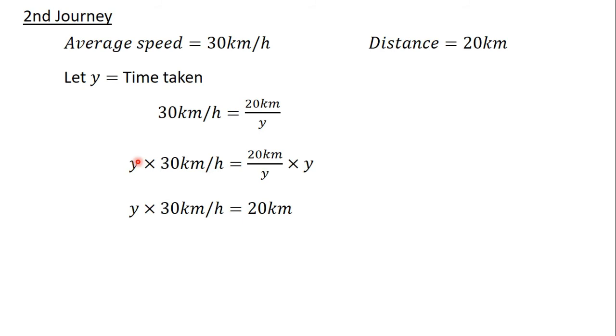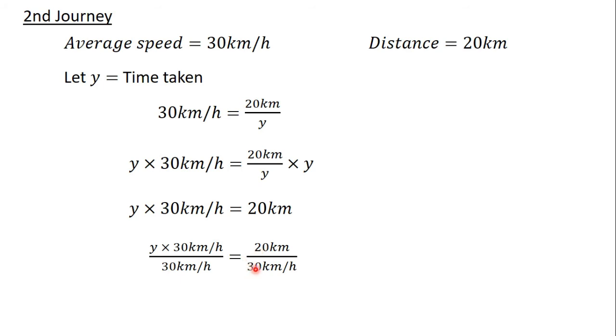We multiply the left hand side by y, we multiply the right hand side by y. y and y will cancel each other out. So we have y times 30 kilometers per hour is equal to 20 kilometers. We divide the left hand side by 30 kilometers per hour. We divide the right hand side by 30 kilometers per hour. 30 kilometers per hour and 30 kilometers per hour will cancel each other out.